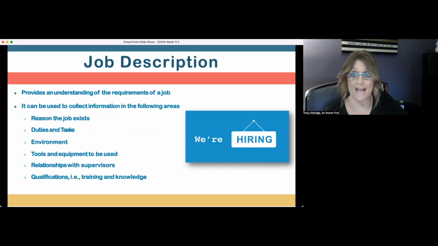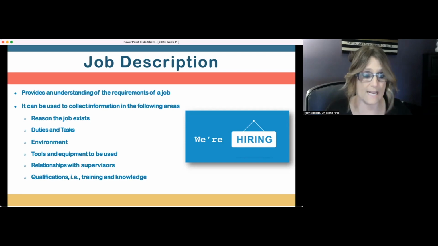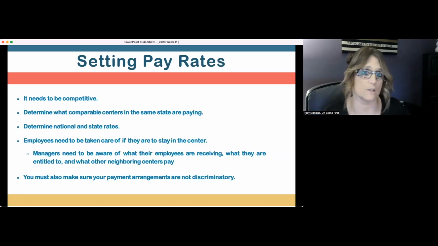What are the duties and tasks? What does the environment look like? What are the tools and equipment that need to be used? What is the relationship with the supervisors? Are they working by themselves? Are they working independently? Are they working on a team? And what are the qualifications to be able to complete this, to be able to sustain in this particular position?